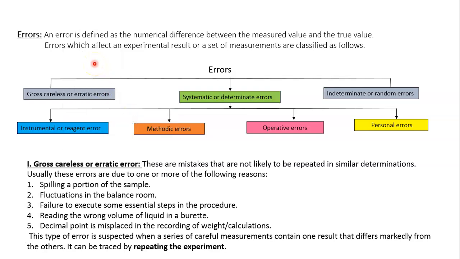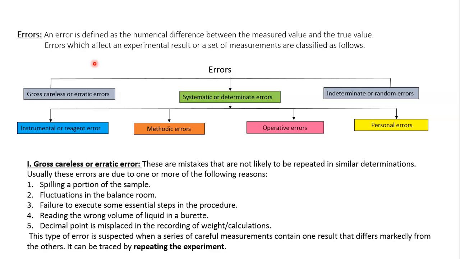We have seen in the last video that if your result is not accurate, there is some error in the analysis. Now, what is the meaning of this error? An error is defined as the numerical difference between the measured value and the true value. Whenever we carry out any analysis, sometimes our reported value does not match the true value. Just to remind you, the true value is nothing but the accepted true value. So when it doesn't match with the accepted true value, we say that our readings are erroneous.